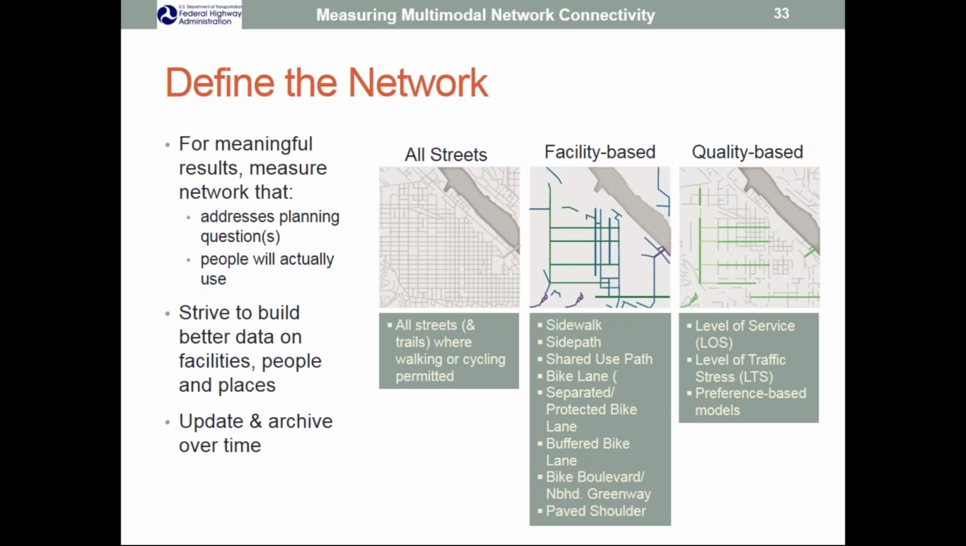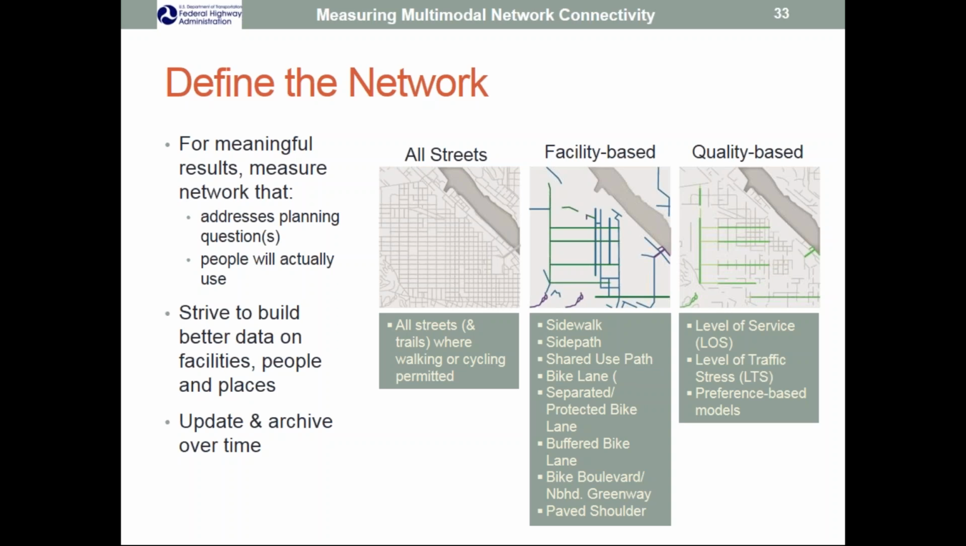In one method, you might take all of the streets that are available for walking and biking just in a legal sense, but that leaves you short of understanding where people actually want to walk and bicycle, where they actually likely will. The next step up in complexity is to think about a facility-based network. Using data on your designated bicycle facilities, on sidewalks and connections, you can get a little bit better sense of the parts of the network that are more attractive to walking and bicycling.